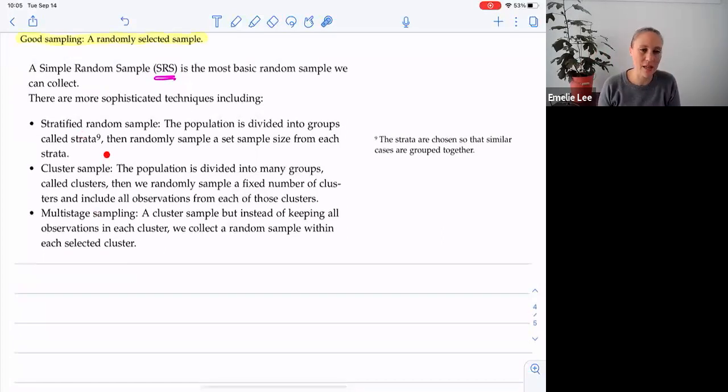This is not something that I expect you to memorize, maybe, but I do expect you to be able to identify it. If I give you some example of how this data was collected, then you should be able to tell me that, oh, that looks like cluster sampling, or that looks like a stratified random sample. And so we need to be aware of these sampling techniques.